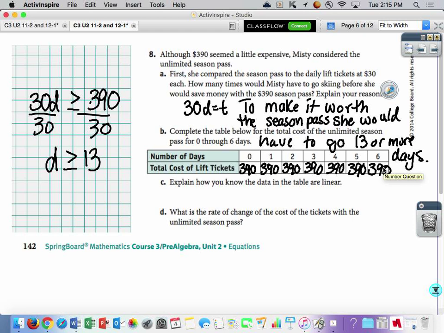Okay, so it says explain how you know the data in the table is linear. Again, linear means that there is a pattern. We see that the days are always going up by 1, and the cost is not going up at all. So we're going to say it is linear because there is a constant rate of change.